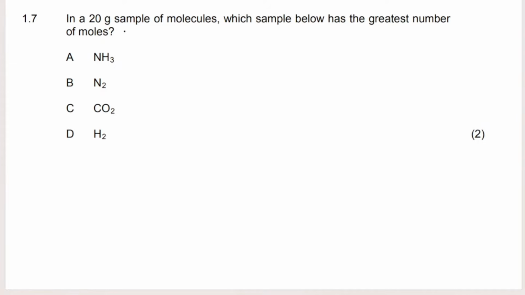1.7 says in a 20-gram sample of molecules, which sample below has the greatest number of moles? Okay, so 20 grams is my mass. If I want to know which one has a greater number of moles, we know that moles is n. What formula uses mass and n? Well, it's this one: moles is equal to mass divided by molar mass.